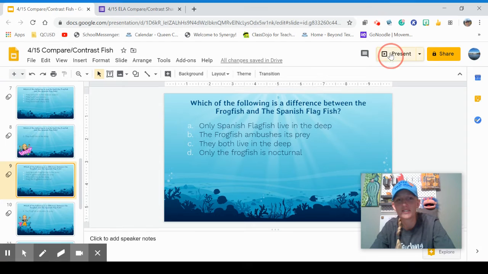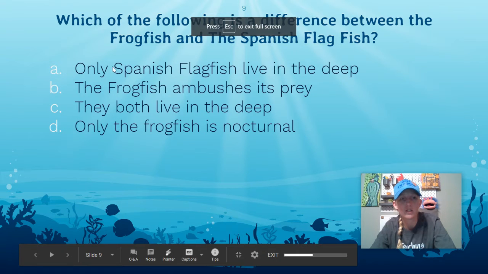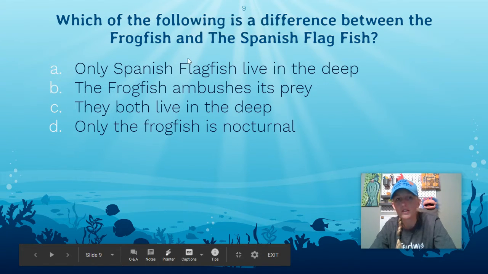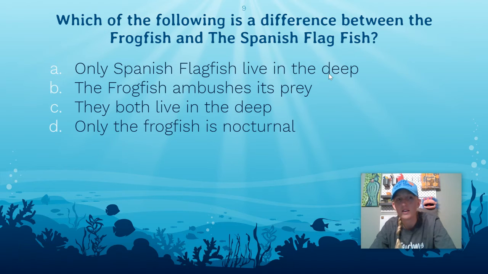So let's go back to our presentations and talk a little bit about those other choices that we had. So this one says only the Spanish flagfish live in the deep. No, that's not true because we talked about just previously that they both are in the bottom layer of the ocean. They both live in the deep. That is true, but we wanted to find a difference. So if you chose C, you're probably thinking about what was the same instead of thinking about what was different. And then D said only the frogfish is nocturnal, and that's not true because they both are nocturnal. It said that in the story too.